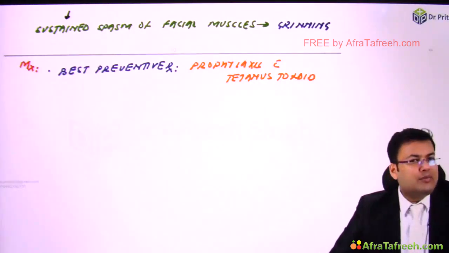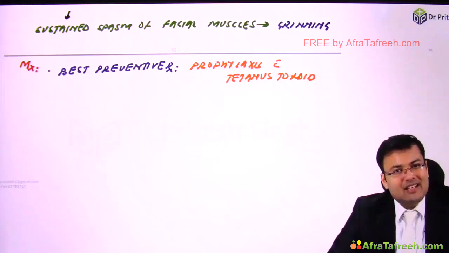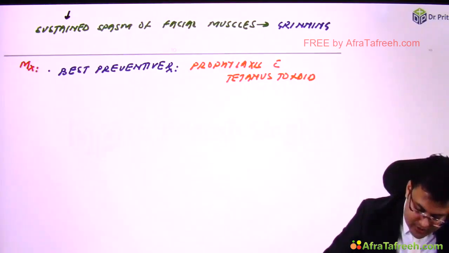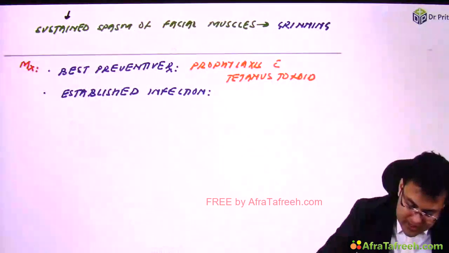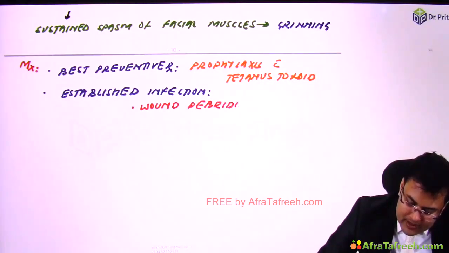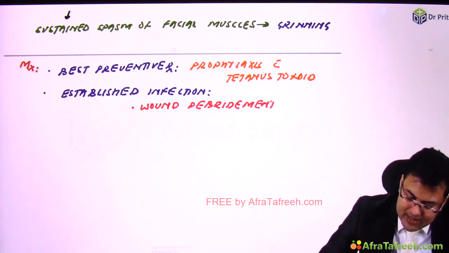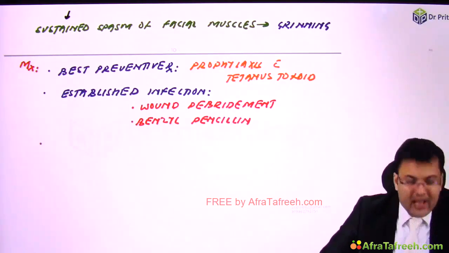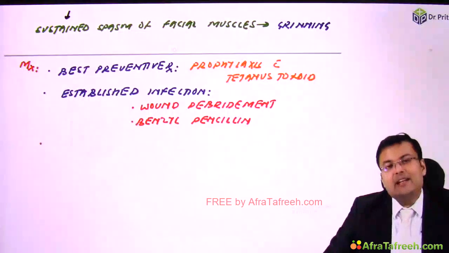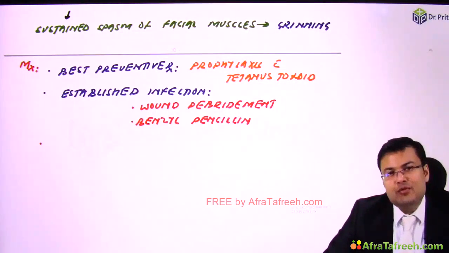Now second, suppose the patient is having established infection. In that case, how are we going to manage? So in cases of established infection, we have to go for wound debridement. Simultaneously we give benzyl penicillin. And in certain patients we have to give antitoxins using human immunoglobulins.